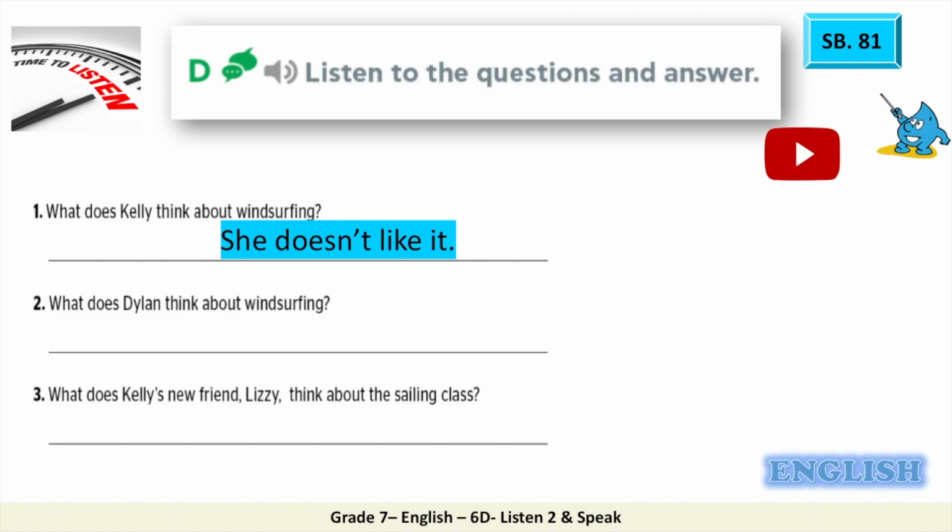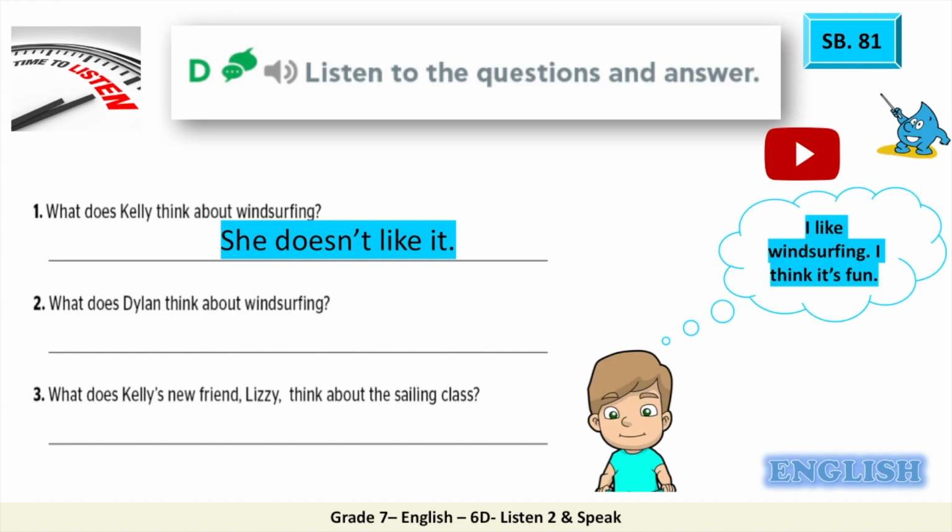Next, question number 2. What does Dylan think about windsurfing? When talking about windsurfing with his sister, Dylan says that he likes windsurfing and he thinks it's fun. So if you answered he thinks it's fun, then you are correct.